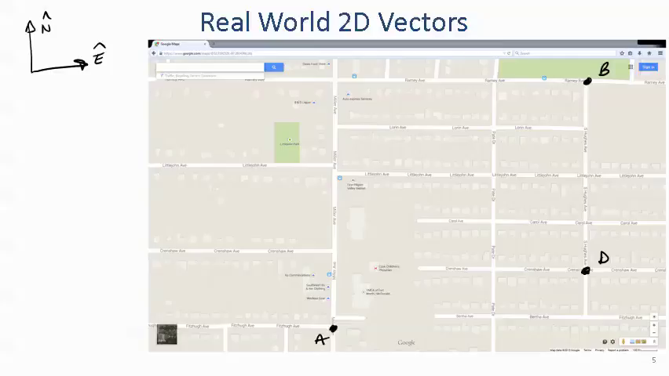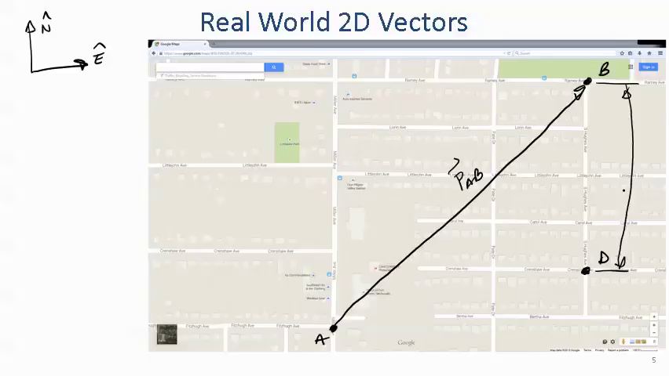And we already have this vector from A to B. And we just need to add to it this guy. So I'm going to make a distance here, which I'm going to call Z. So we already have A to B as X in the north direction plus Y in the east direction. And now we need to define B to D as being minus Z in the north direction, because we're going down instead of up. And we're going in the negative north direction.